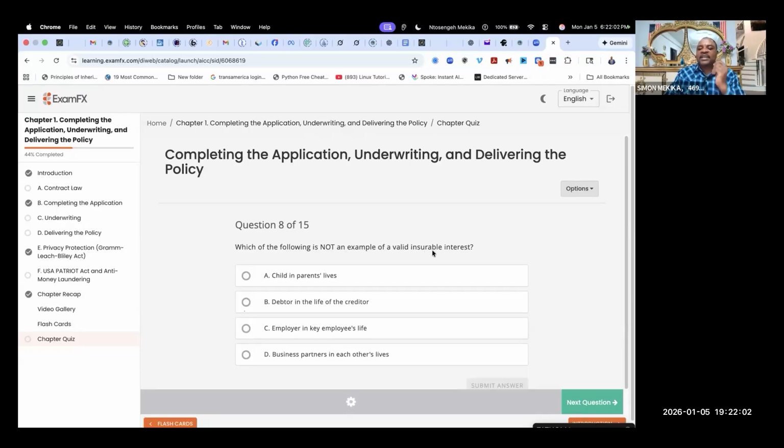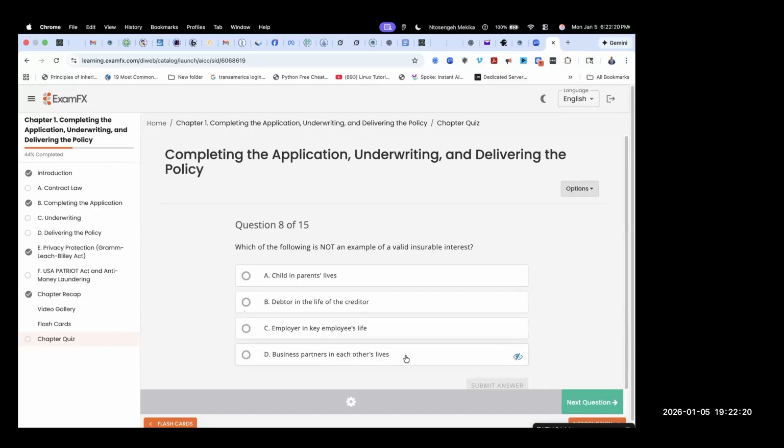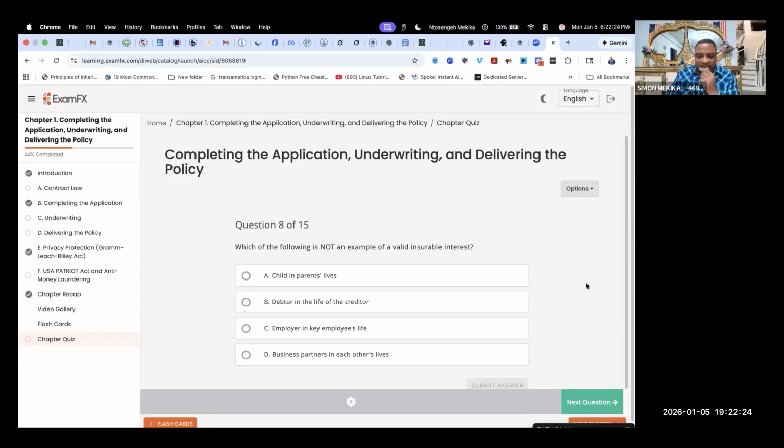So, that's question 8. Which of the following is not an example of a valid insurable interest? A, a child in a parent's life; B, a debtor in the life of a creditor; C, an employer in a key employee's life; and D, business partners in each other's life. Please mute yourself and type.